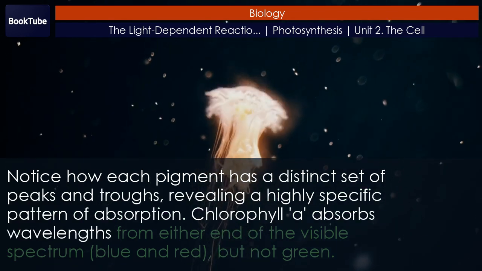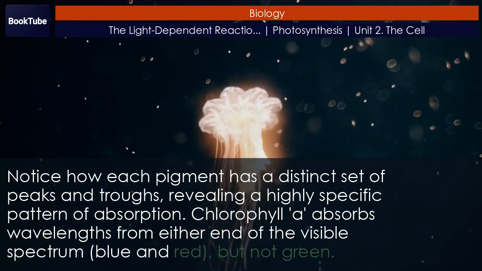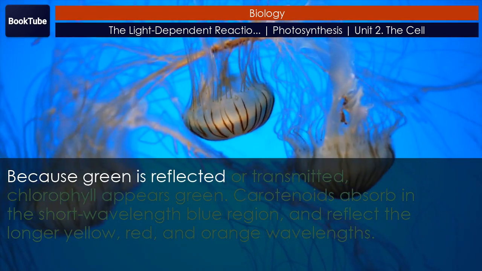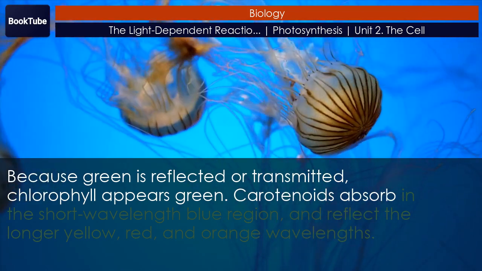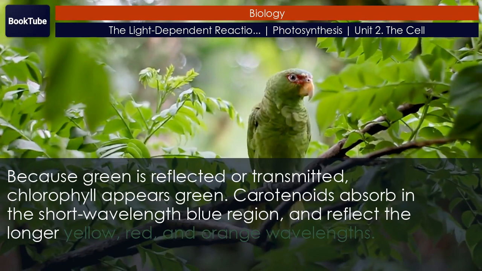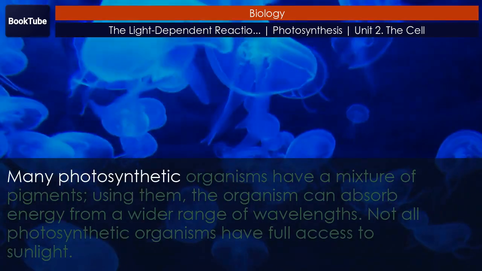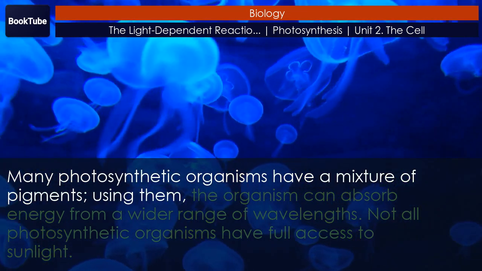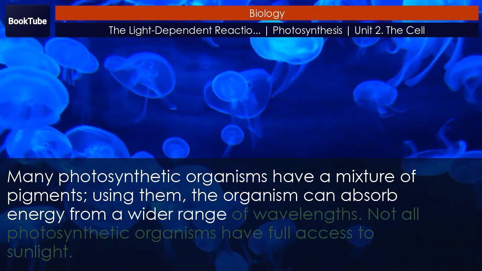Chlorophyll A absorbs wavelengths from either end of the visible spectrum, blue and red, but not green, because green is reflected or transmitted. Chlorophyll appears green. Carotenoids absorb in the short wavelength blue region, and reflect the longer yellow, red, and orange wavelengths. Many photosynthetic organisms have a mixture of pigments. Using them, the organism can absorb energy from a wider range of wavelengths.